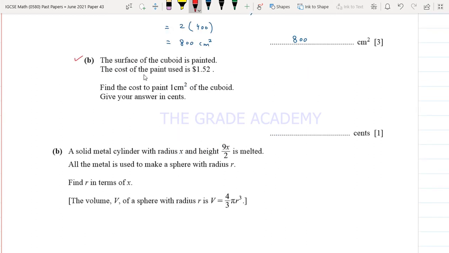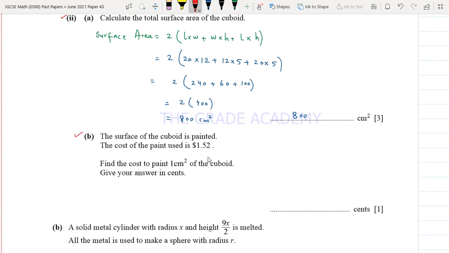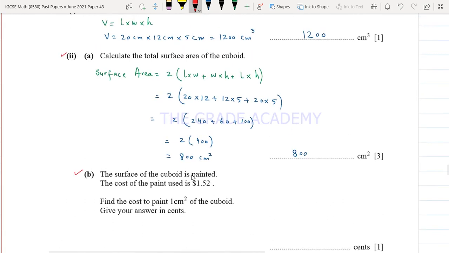Now part B is: the surface area of the cuboid is painted. The cost of the paint used is $1.52. Find the cost to paint 1 square centimeter of the cuboid. Give your answer in cents. Here we are given the cost of painting 800 square centimeters of surface area, and this cost is $1.52, and we have to calculate the cost to paint 1 square centimeter of the cuboid.